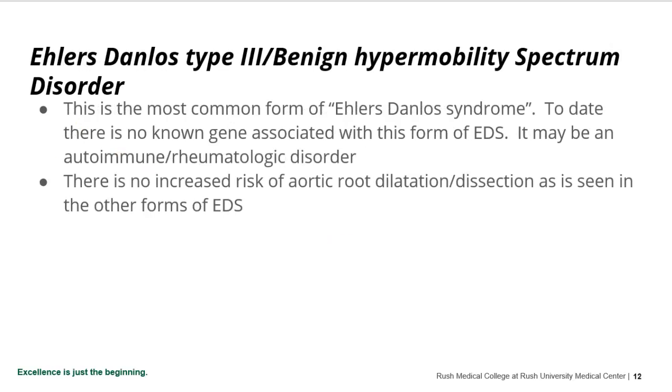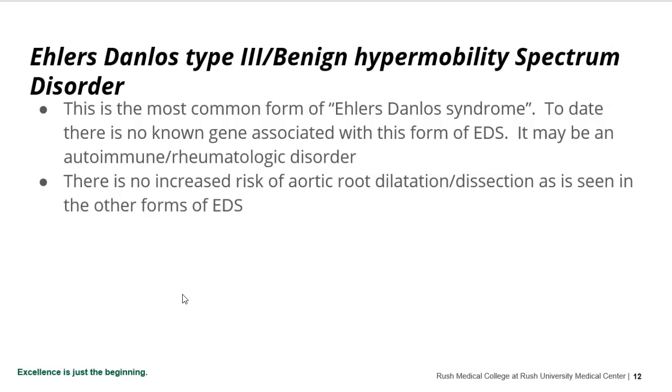One other form of Ehlers-Danlos syndrome, which is actually the most common, is type 3, or we also call it benign hypermobility spectrum disorder. To date, there's no known gene, and it may be more of an autoimmune or rheumatologic thing. There's no increased risk of aortic root dilatation, as is seen in type 4. These patients have hypermobility of the joints and a lot of pain. They also have GI issues, and they have POTS, which is that when they stand up, they feel like they're going to faint and things like that.